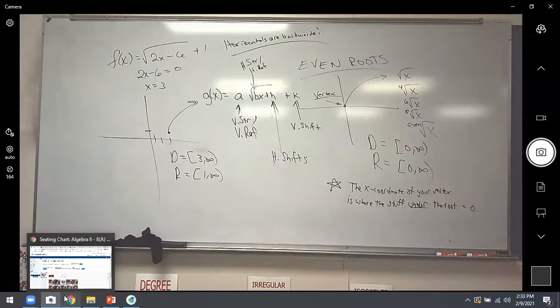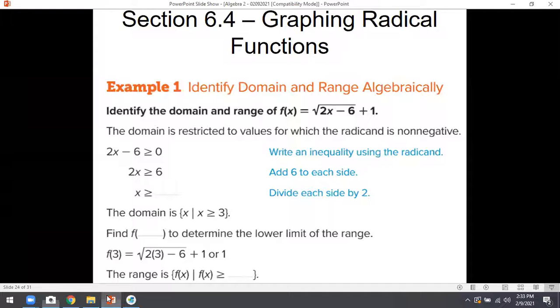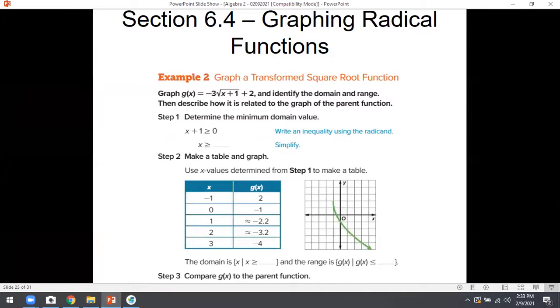Okay. So this little starred note I have for you takes all the thought out of it for you. Figure out when the stuff under the root is equal to 0. And if you can do that, then you know exactly where it is going to be x-wise. That's going to be just fine. All right, here's your second example, -3 root x plus 1. Let's write that down.